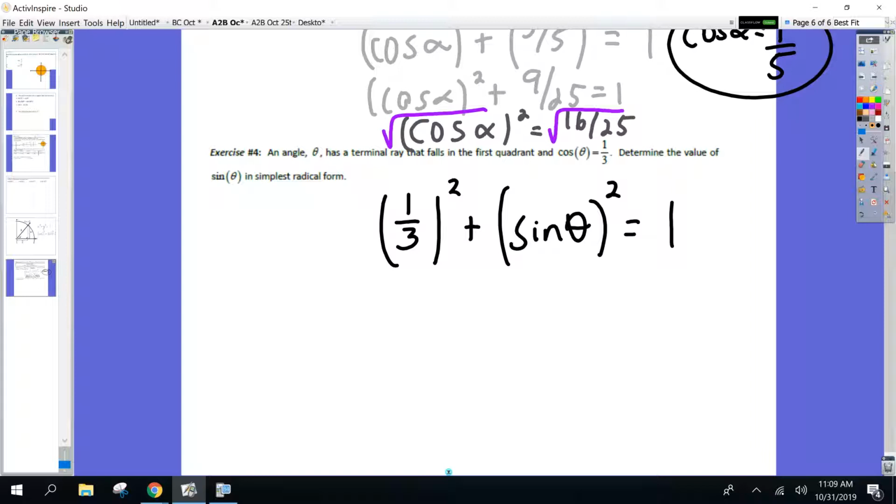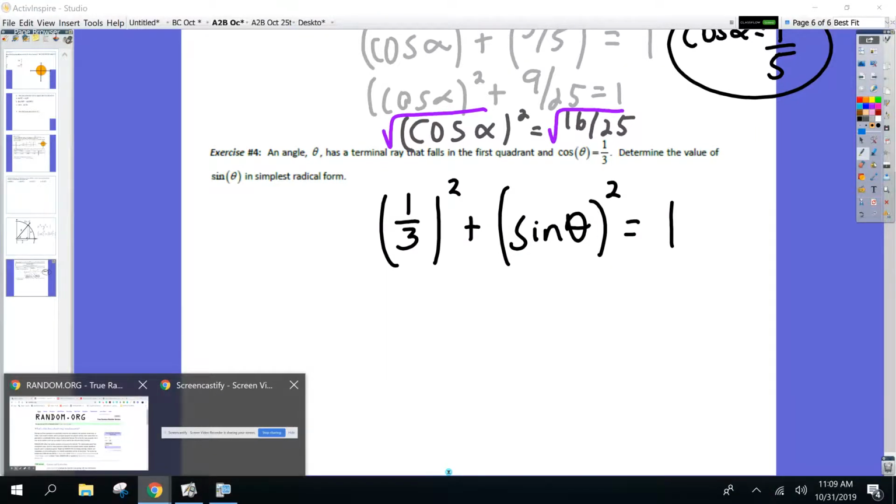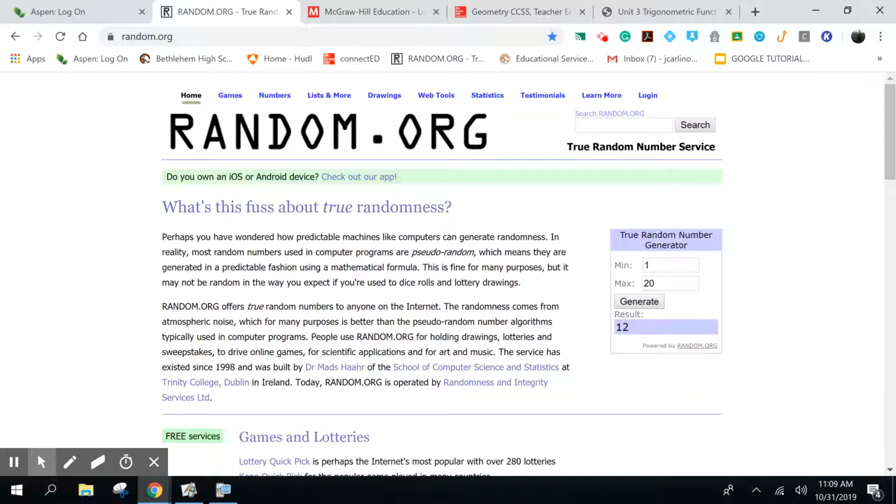Everyone all right on how we're using this? We good? All right, 1/3 squared. Here we go. As a fraction, please. As a fraction, not a decimal. 1/3 squared, 12. When you're ready.